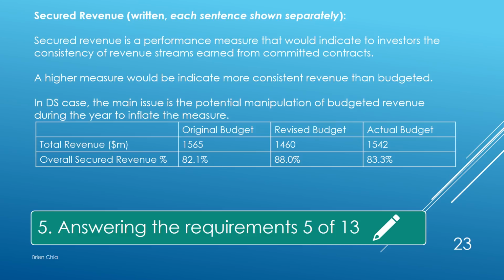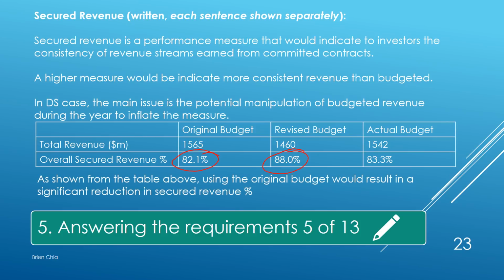So here I've included a table, and you can clearly see there's a significant difference between the original budget over here and the one that they have included in their performance dashboard. That is a 6%, slightly less than 6% drop, which is quite a lot. If we're talking about a multi-billion-dollar company, that's a lot of money over there, right? Now, if we go on, it shows from the table above that using the original budget would result in a significant reduction in the secured revenue percentage. Something interesting to point out, you might not need to write this, is that the actual budget is much closer to the original budget than the revised one. That means the revised one is severely understated.